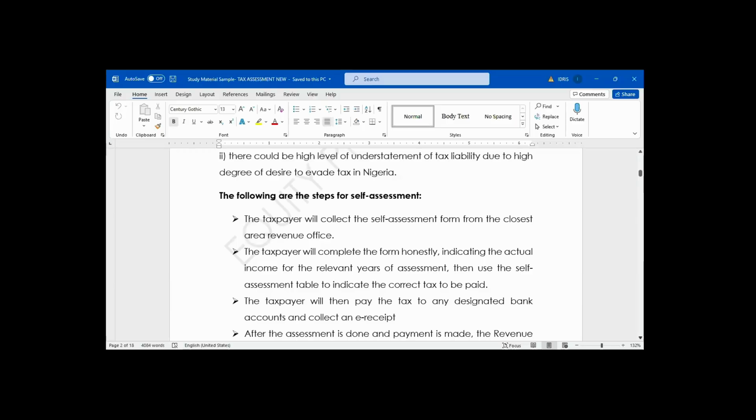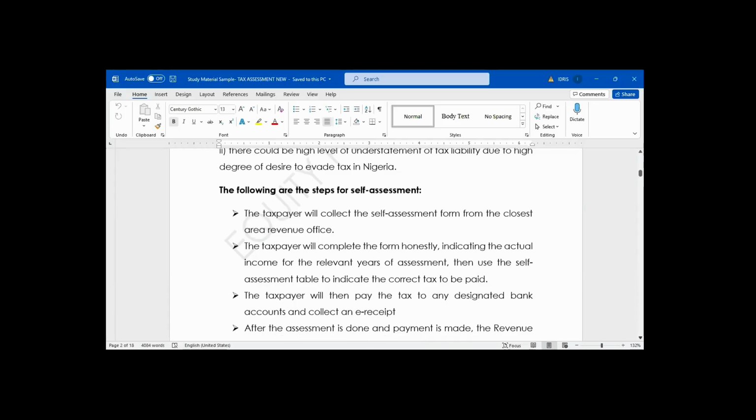First, the taxpayer will collect the self-assessment form from the tax office. The taxpayer will complete the self-assessment form showing their income for the relevant year of assessment, their expenses, and their profits. The taxpayer will then pay the tax based on the amount of tax that they fill in the self-assessment form.